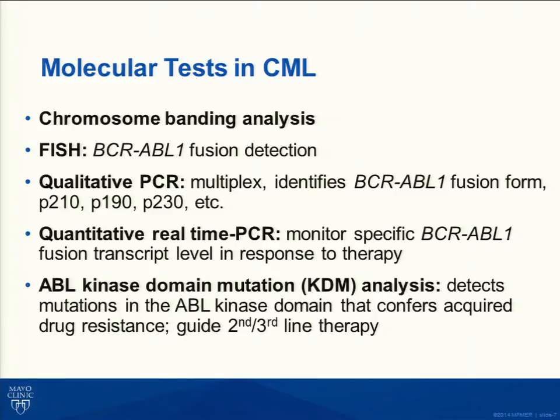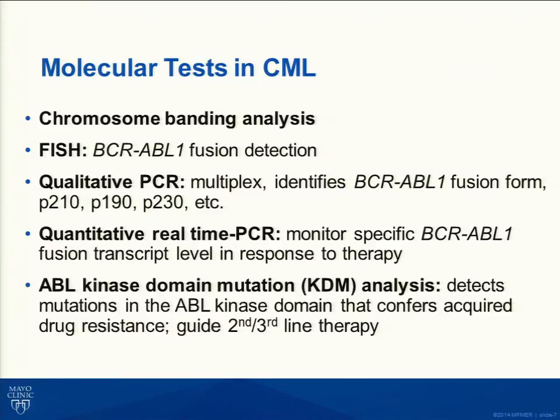FISH can be performed on peripheral blood, and it can detect rare cryptic translocations that can be missed by chromosome study. Qualitative PCR is done at time of diagnosis. It's a multiplex test which will identify the fusion form of the BCR transcript. 99% of the time it will be a P210. However, very rarely you will see P190 or P230. Once you know which fusion form it is, then you know which quantitative assay to order.